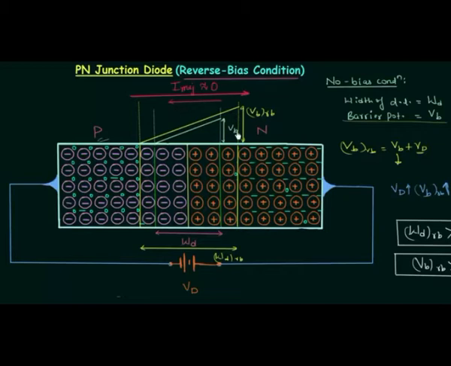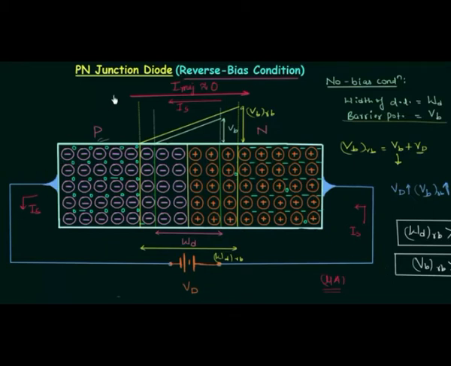Its direction is from right to left, IS, the reverse saturation current, and this is the only current under the reverse bias condition because I majority, the current due to majority charge carriers, is nearly equal to 0. So there is only one current, IS, in reverse bias condition, and this current is a very small current in order of microamperes. This is very small because it only depends on the minority charge carriers, and the minority charge carriers are very less in number, so the current is also very small, and it only depends on temperature.